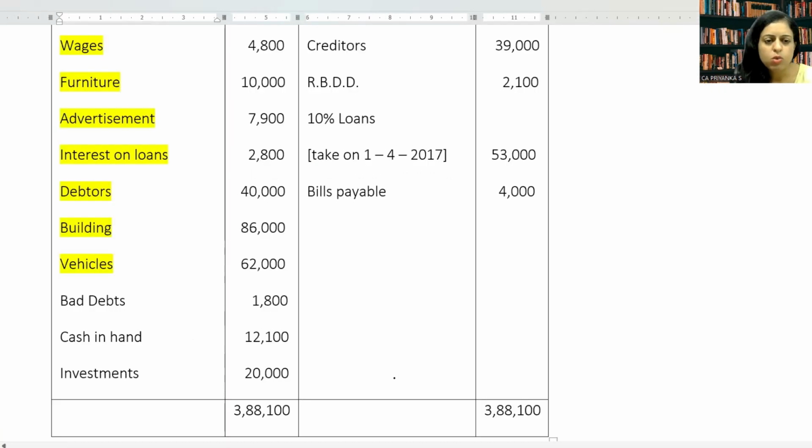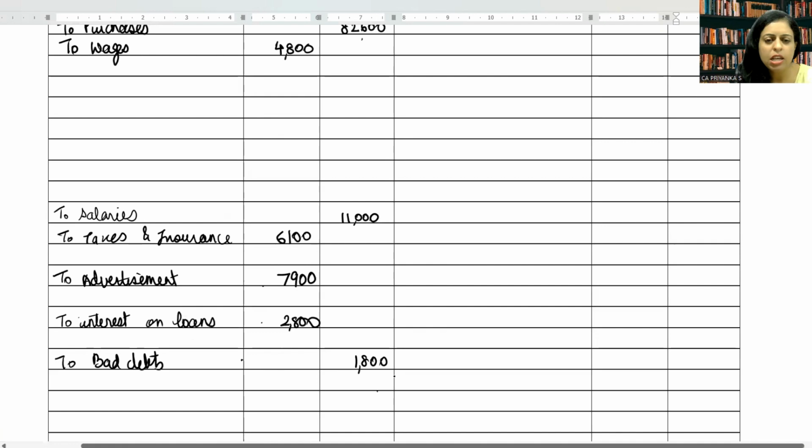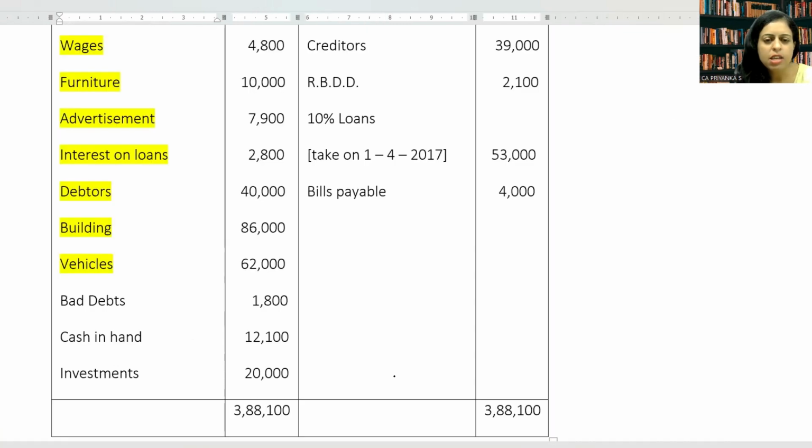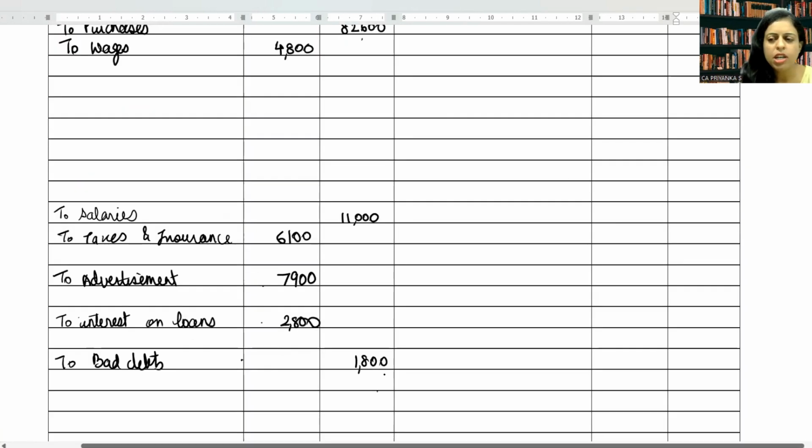Right? Next one now, cash in hand. What is cash in hand? Cash in hand is an asset, a current asset, 12,100. I write it in the balance sheet.